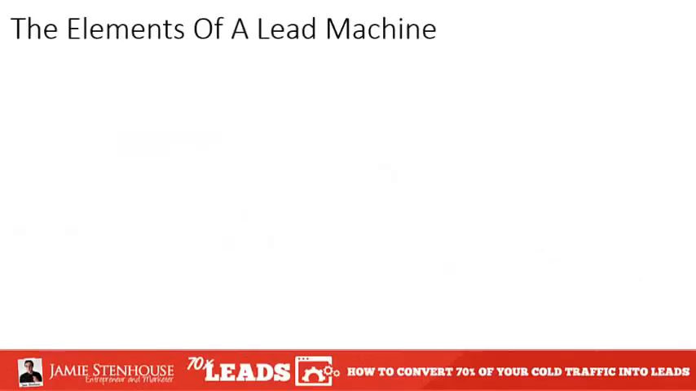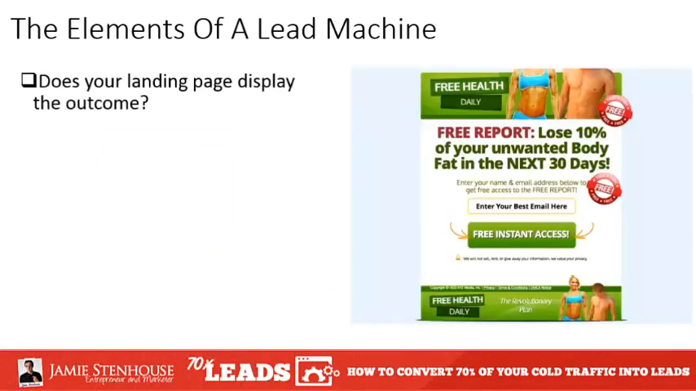So, first element of a lead machine is, of course, does your landing page display the outcome? So there's 2 approaches to this. There is the outcome which the prospect wants to ultimately achieve, right? So their end game outcome, which in this case is, of course, to have a healthy looking body, right? So that is the end game for this industry and for this prospect, right? They want to achieve that.